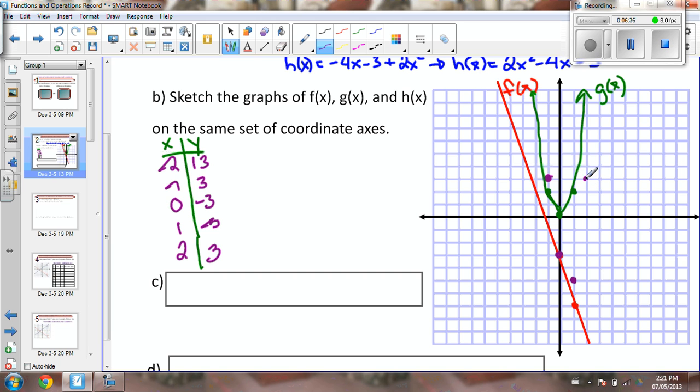And then 2 and 3. 1, 2, 3. So we could see that we wound up with a parabola, which is what we predicted, because this is a 2x squared function. So since it's a squared, we predicted a parabola. So that's our new function h of x.